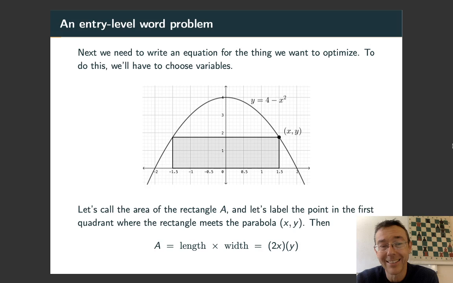You can see that if I make x negative, I still get the same rectangle there, so there's no point in considering that. Also, the way the problem is phrased, the rectangle needs to sit on the x-axis. We're going to keep the rectangle above the x-axis. Overall, the area of the rectangle in terms of those variables is 2xy. That's the thing I need to optimize.